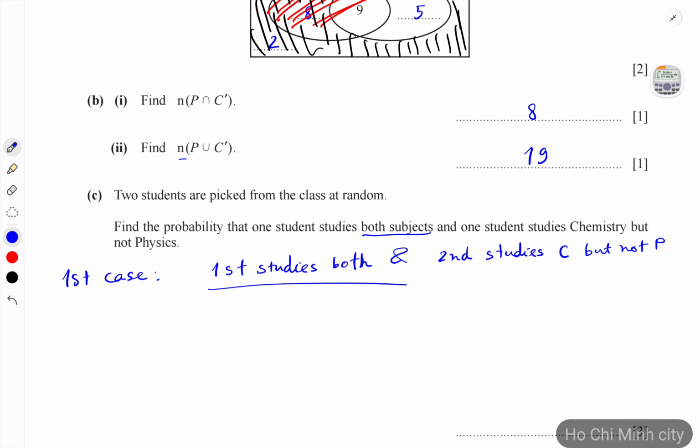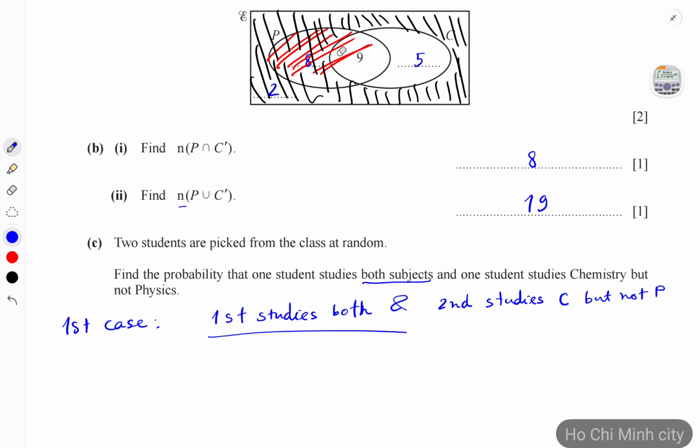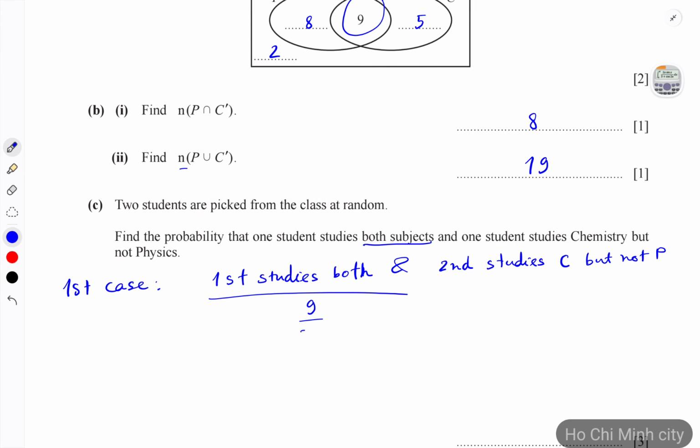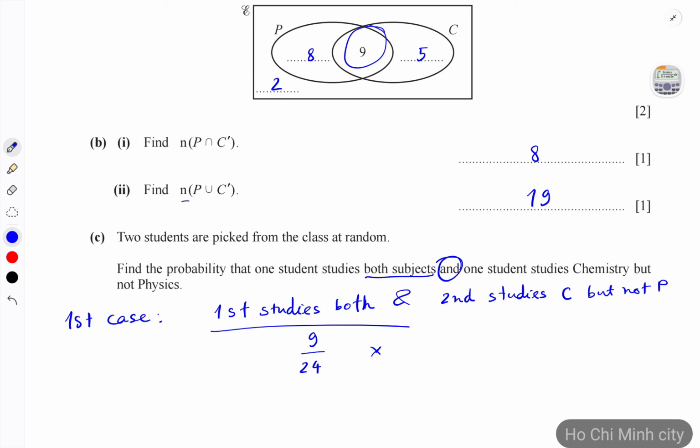Then what is the probability in this case? The first one studies both. That means that we have number 9, right? We have number 9 here because we have 9 students who study both physics and chemistry. We have 9 divided by the total students, that is 24. And multiply, because that one is the "and", right? So we have to multiply by the second student studies chemistry but not physics. So chemistry but not physics is number 5. So that is 5 over 23, because we have already picked one student from the group. So we have 23 students left.